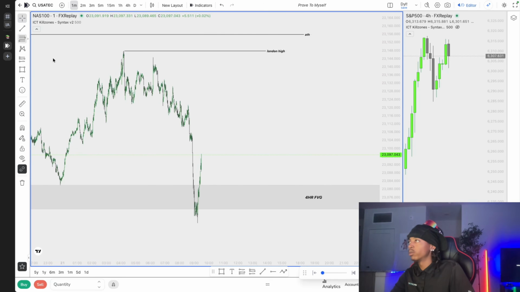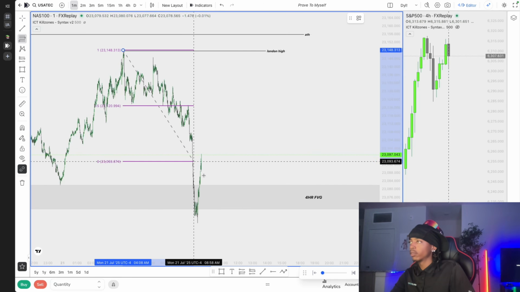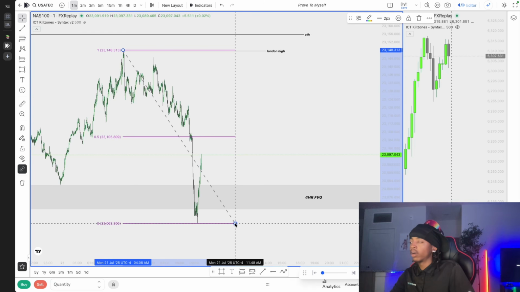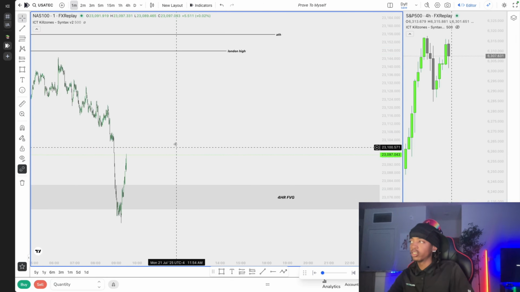If I pull out the fib tool, I don't know if mine's updated on here. Yeah, it is. Okay, bet. So we are in discount right now. Do like this to get a short in.